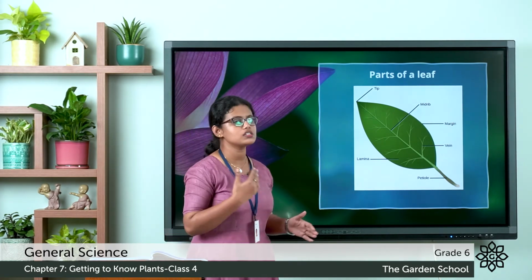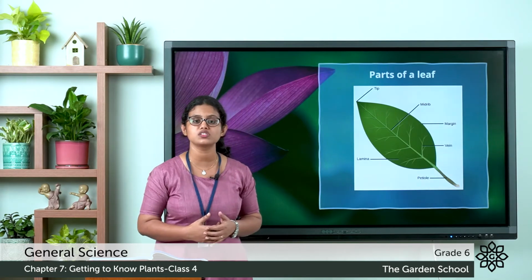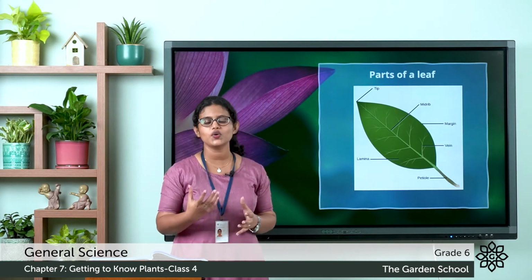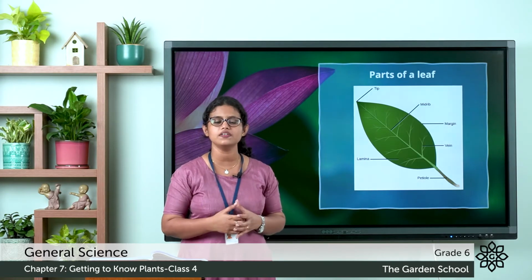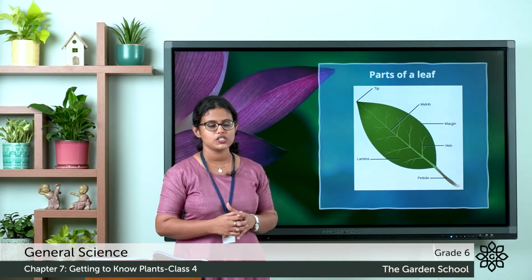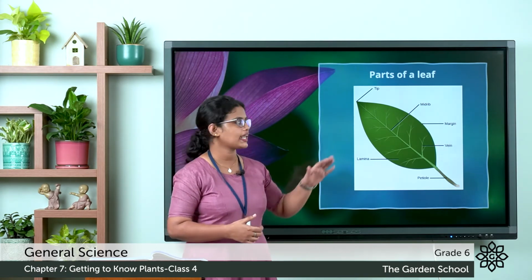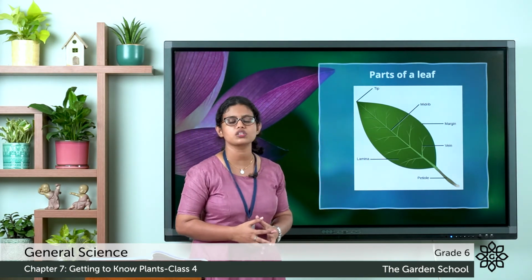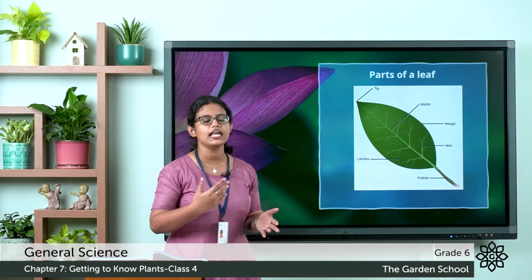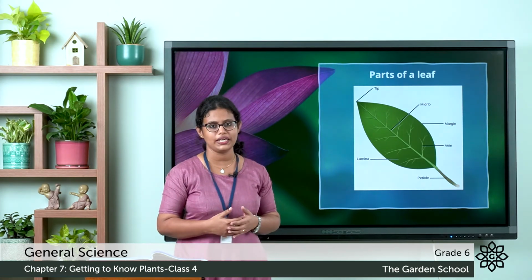This part is green in color due to the presence of chlorophyll. Chlorophyll is the green pigment present in the leaves that makes the leaves appear green. So the first part is the lamina or leaf blade, that is, this flat broad surface.